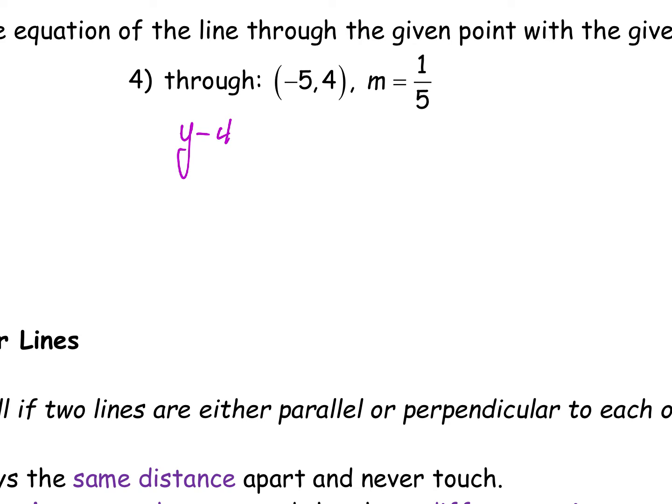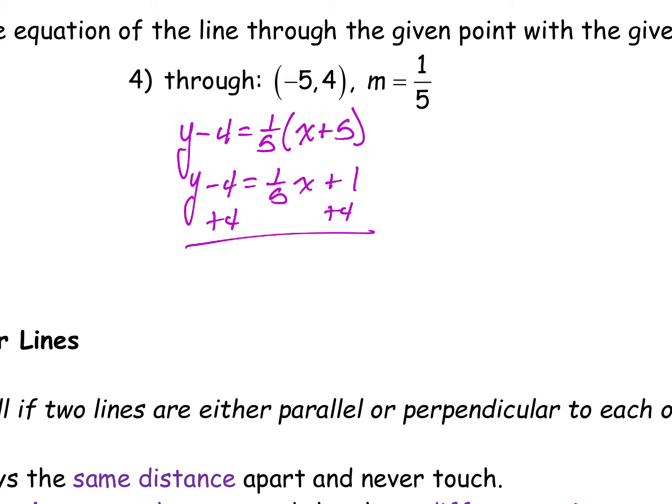Y minus 4 equals 1/5 times x plus 5. Distribute, and I get y minus 4 equals 1/5 x plus 1. Add 4. And y equals 1/5 x plus 5. Woo. Questions? Everyone okay? You guys are awesome.